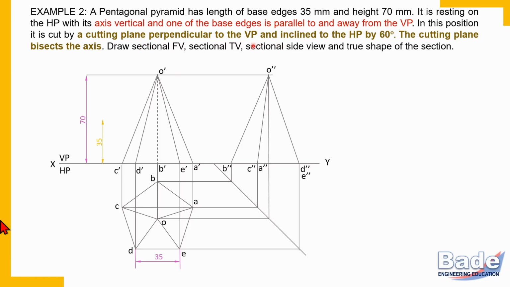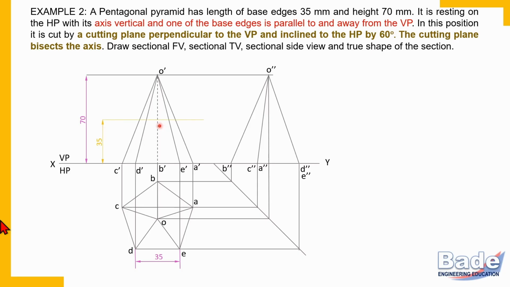So we should draw the cutting line in the front view. The cutting line is inclined to HP by 60 degrees, so we'll draw that cutting line at an angle of 60 degrees. The cutting plane bisects the axis, so locate the midpoint of the axis. So the axis is here along line OB. In the front view, the axis is along line OB. So get the midpoint of the axis. So measure 35 millimeters, that is half of the axis length.